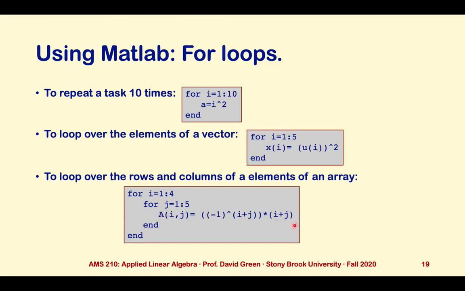and in this case, what I'm saying is store in entry ij, so the ith row and the jth column, the value of this: -1 raised to the I plus jth power. So if I plus j is even, this will be +1. If I plus j is odd, this will be -1, multiplied by the sum of I and j. So when I and j are 1 and 1, this will be 2. When I is 1 and j is 2, this will be 3, and so on. Just a few little examples of how you can go through for loops.